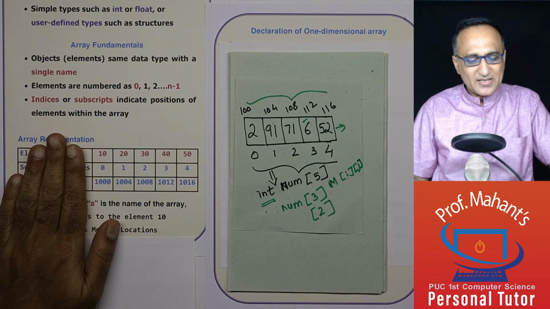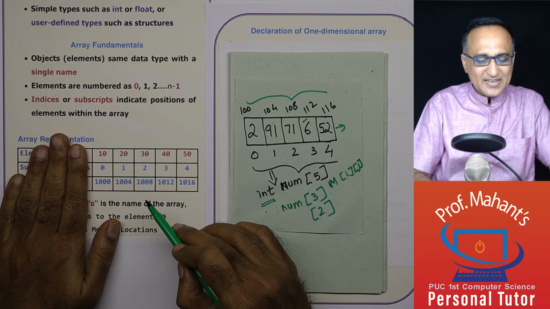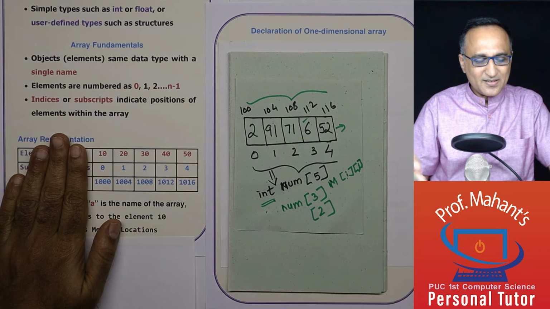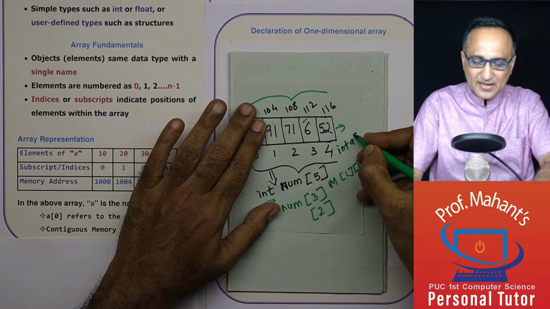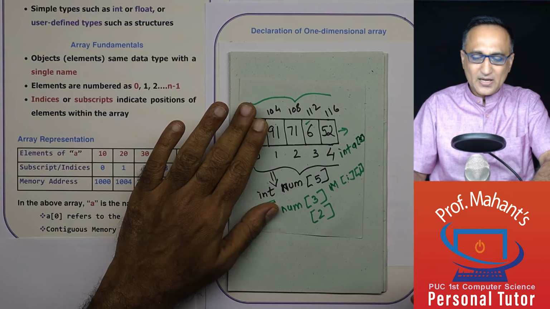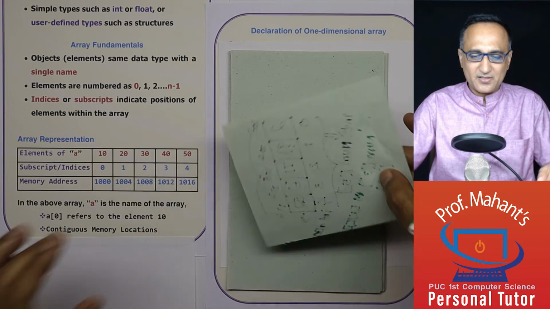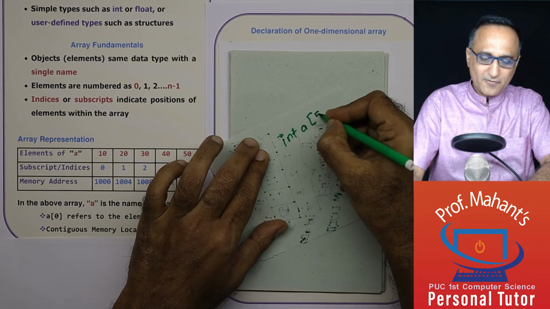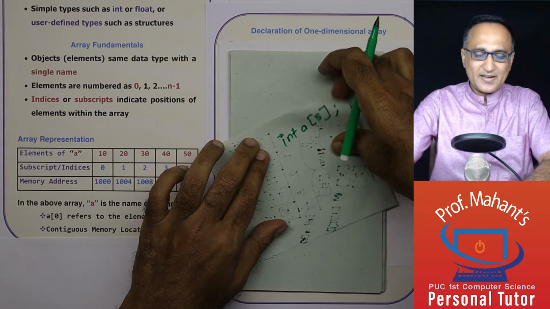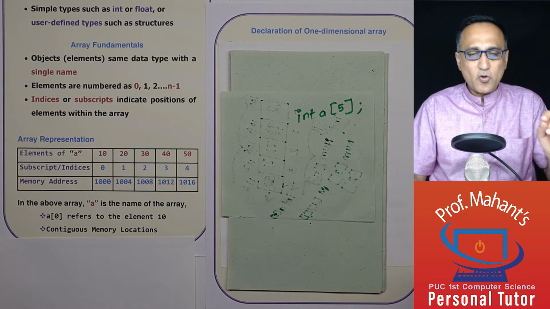So here what I have done is I have declared an integer array of size 5, and let's say the name of that is a. So think of it like this: I have said int a of 5. Or let me write it here, it's a lot clearer. Int a of 5. I have declared int a of 5, and somehow I have stored values.